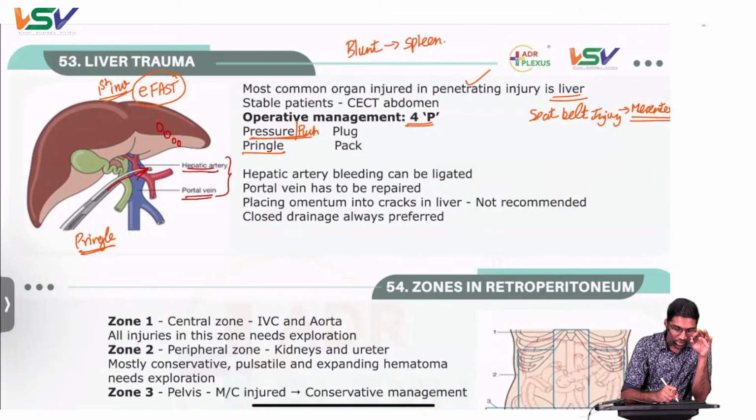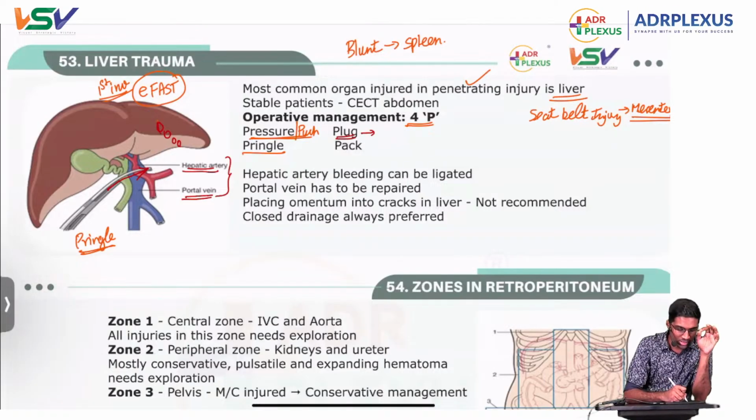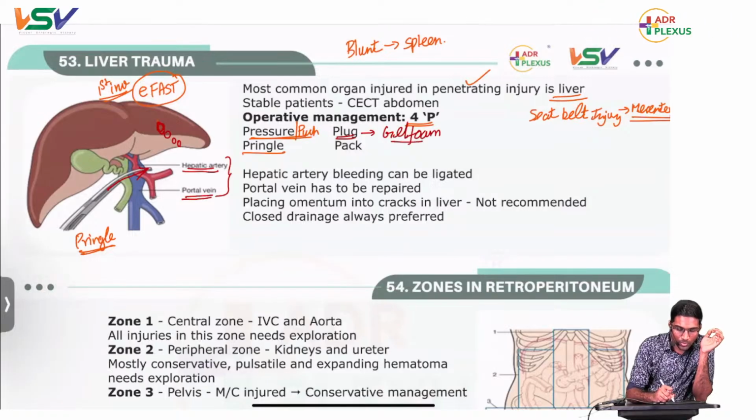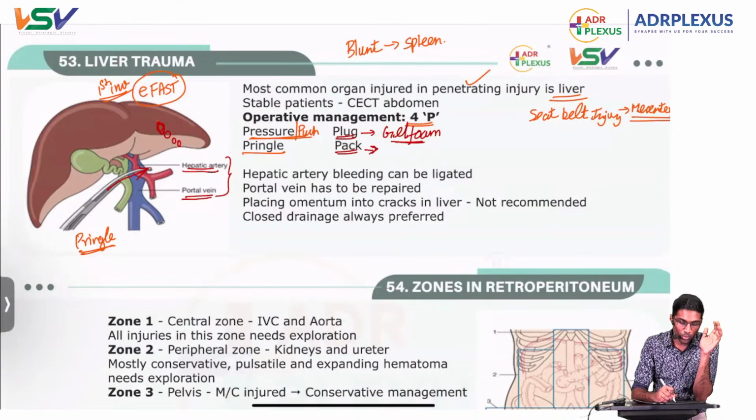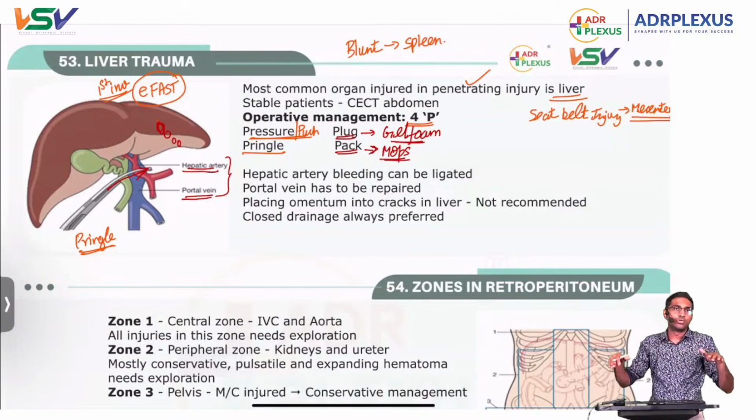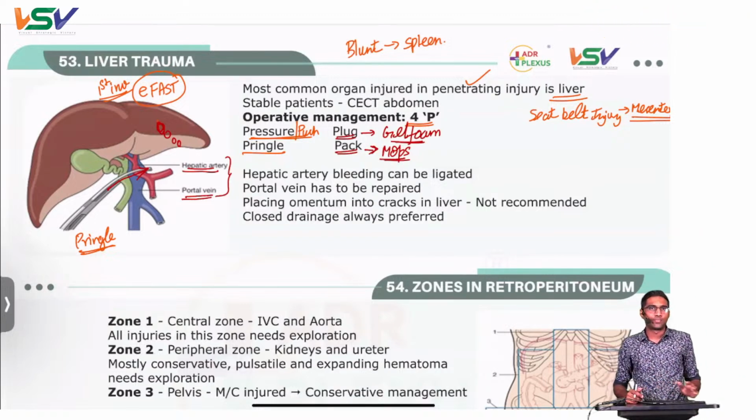Plugging is just plugging those defects. These defects will be plugged with gel foam. Then packing is using, what to say, mops. Surgical mops will be placed in all the spaces around the liver. That is known as packing.